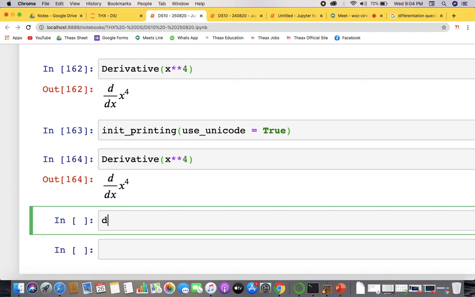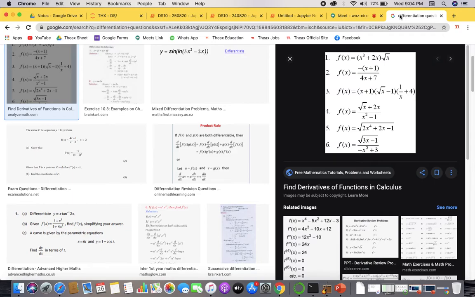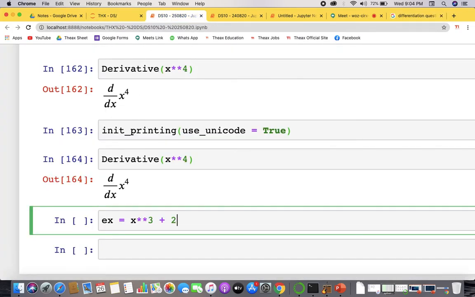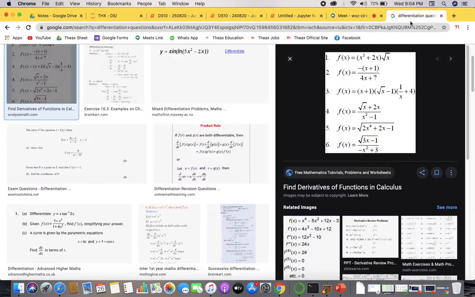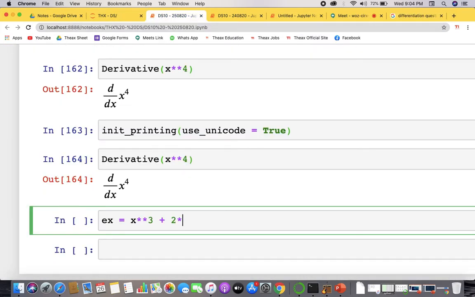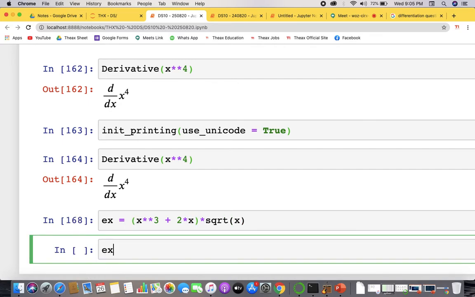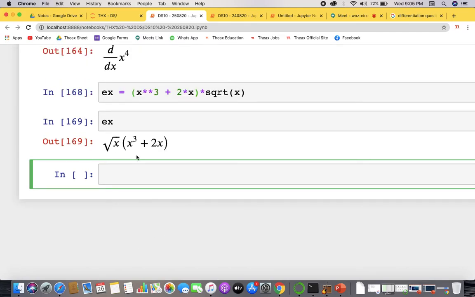We want a derivative of an expression. An expression which is x cube plus, what is it? Remember, x cube plus 2x and under root x. Is it with respect to under root x? No, it is x cube plus 2x under root of x. I think that is the expression, right? x cube plus 2x under root of x.